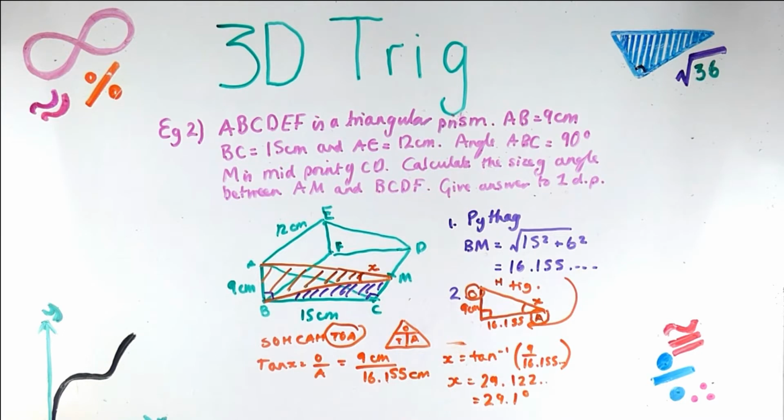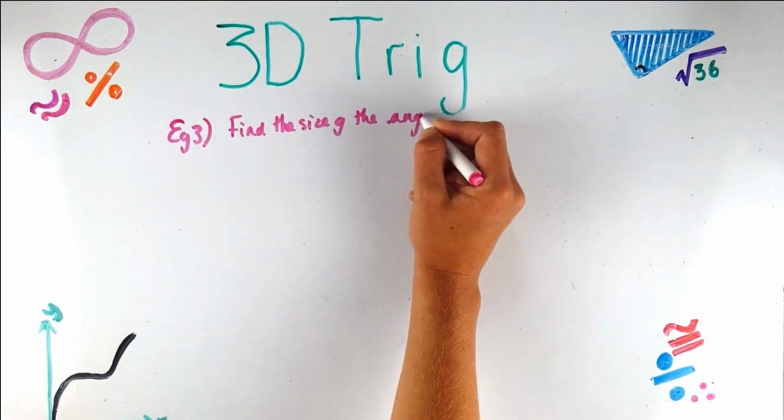Yeah, the key here is just looking for those triangles and thinking, have I got all the information, all the sides? If not, how can I find the side? And looking for those right angled triangles to do so using Pythag, and then finding the angle using trig.